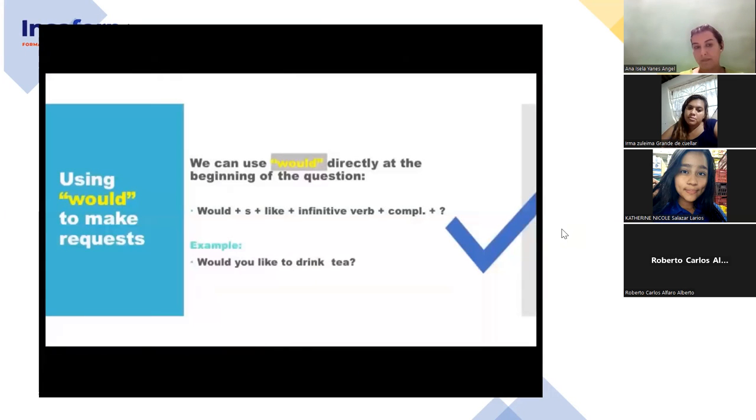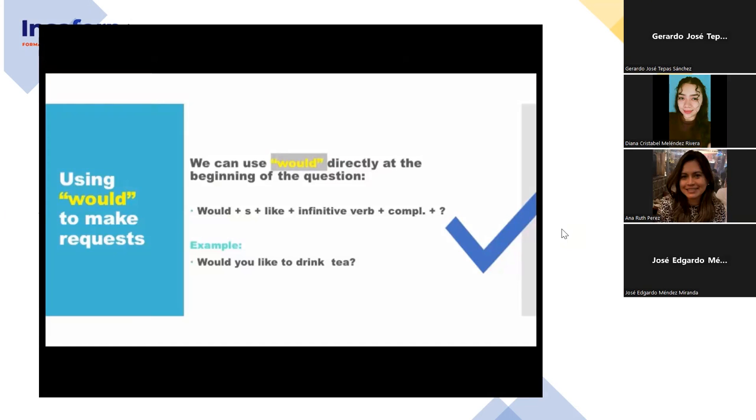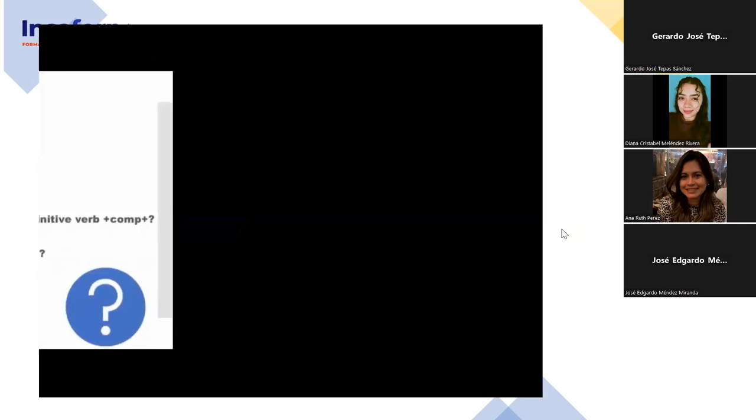We presented would and will in a conversation and then on a previous chart. But now let's work on them. Using would to make requests. Would is used when we make requests in English. It is a more polite way to make your requests to someone, especially when you're not familiar with them. We can use would directly at the beginning of the question. Would plus subject plus like plus infinitive verb plus complement plus question mark. Example, would you like to drink tea?